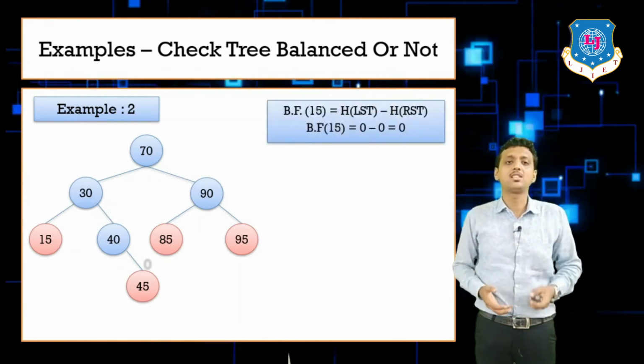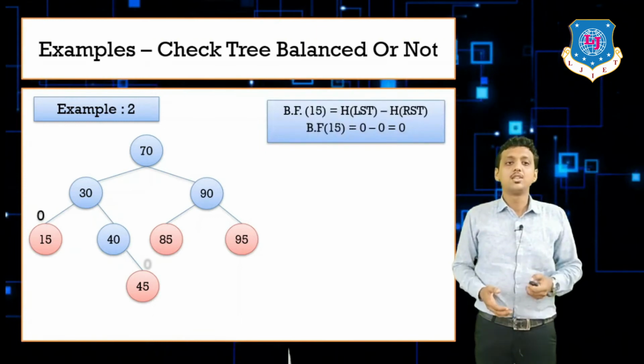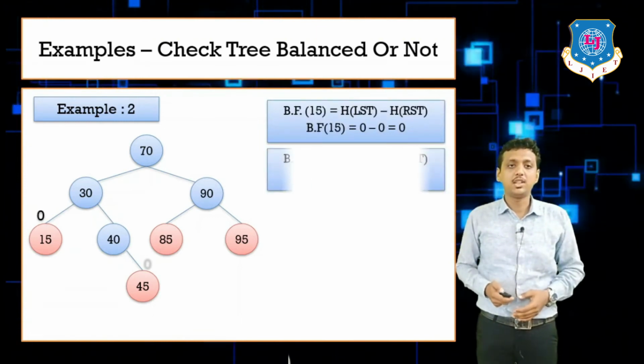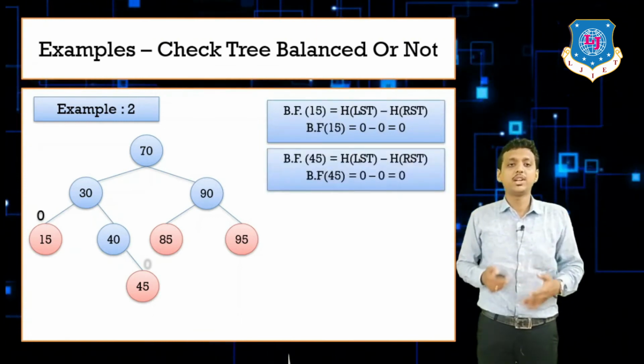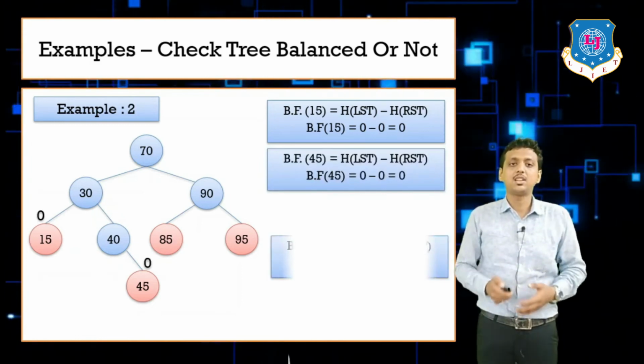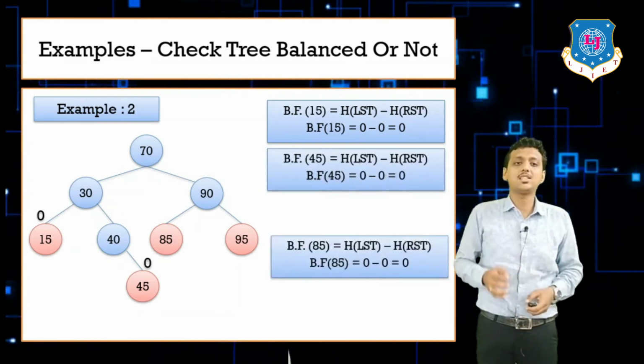So 0 minus 0 becomes 0 again. So for 15 the BF is 0. For 45 the balancing factor is 0. For 85 the balancing factor is 0. And for 95 the balancing factor is 0.